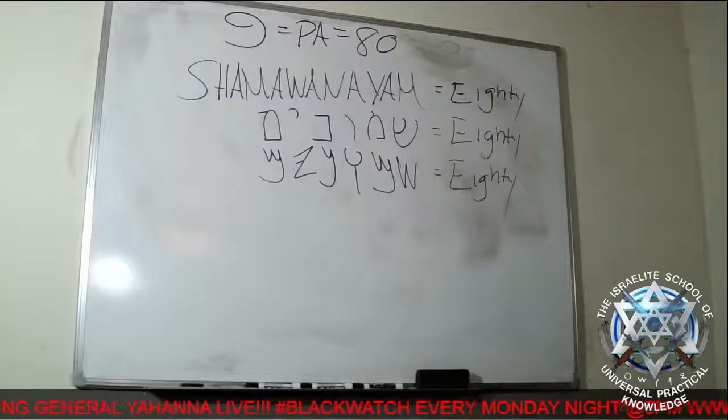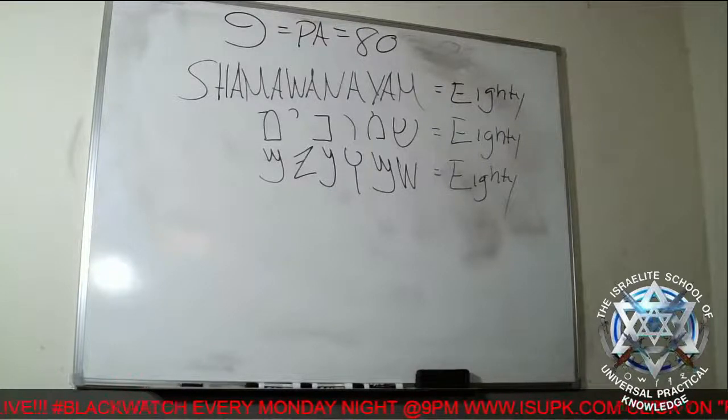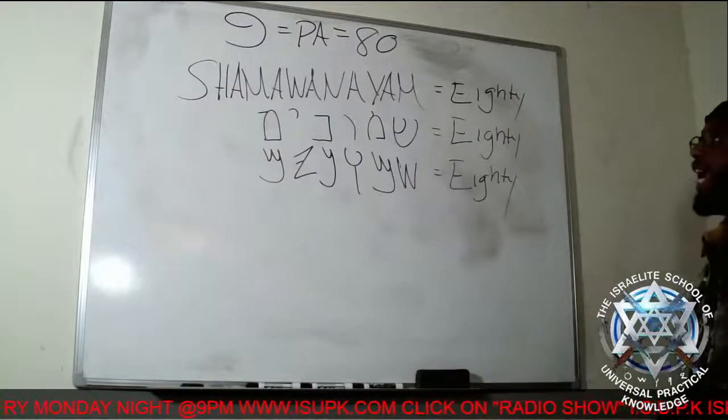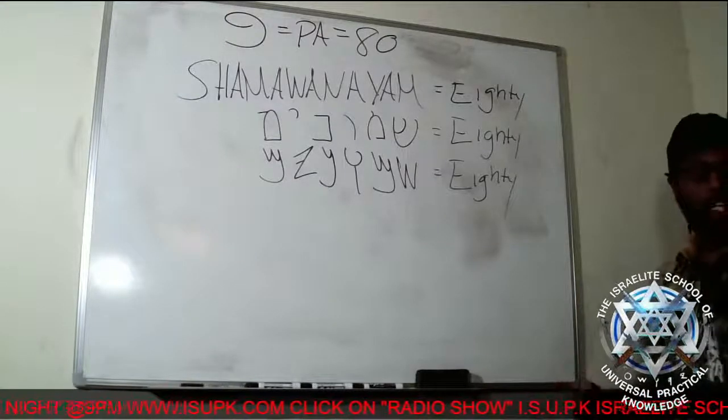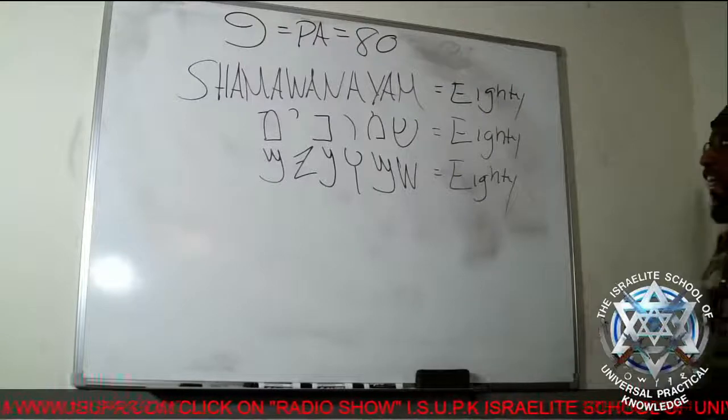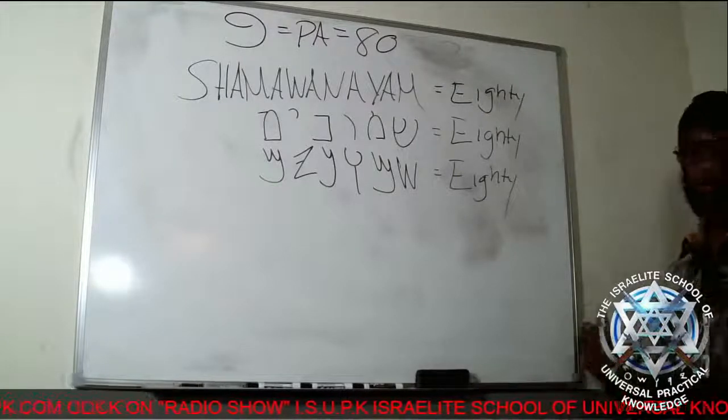So now, what we have on the board is the letter Pi. The letter Pi on the board has a numeric value of the number 80. So to say the number 80 in the Hebrew is Shamawanayim. Shamawanayim is how you would say the number 80.